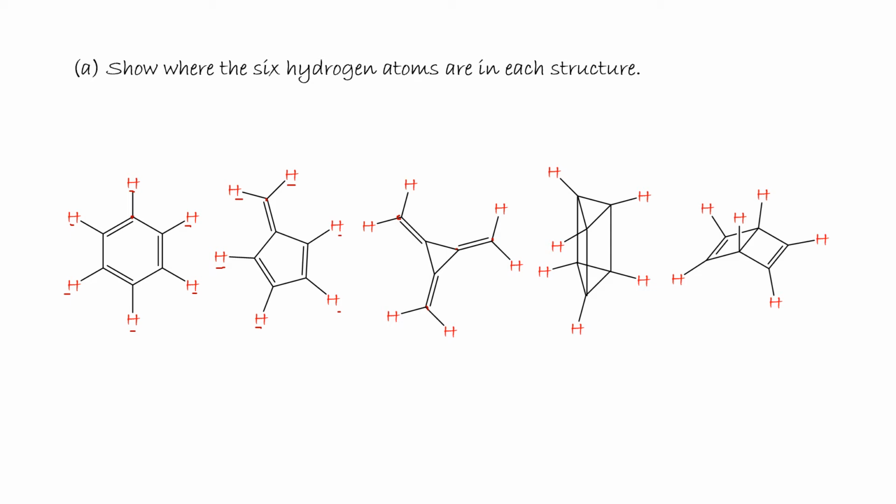The one internal carbon already has 4 bonds, one double bond and 2 single bonds. So the prism here, each one has an H. Again, each one has an H.